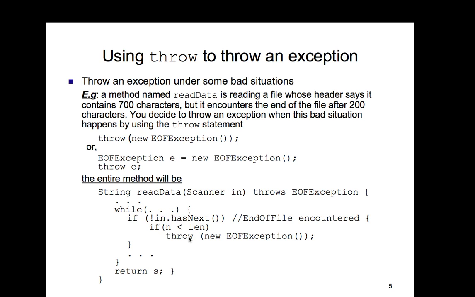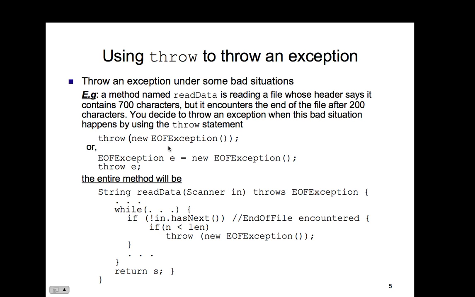So we can throw a new end of file exception to say we've hit the end of the file in this particular example. The method is called read data. It's reading data from a file, and it's going to contain 700 characters. If it encounters the end of the file after 200 characters, then you're going to decide to throw the exception when this bad situation happens by using the throw statement.